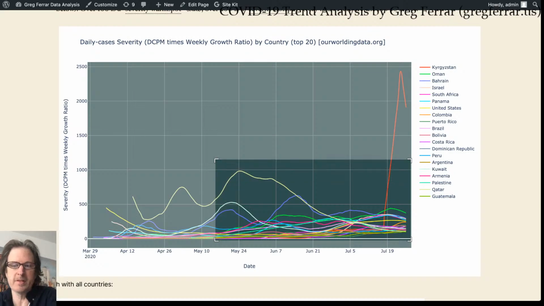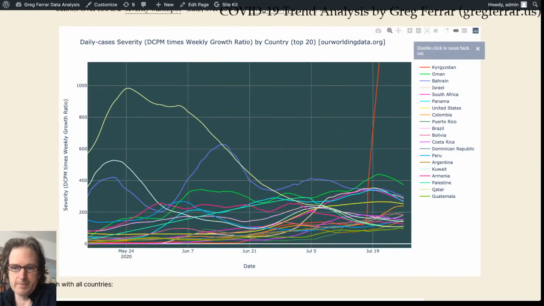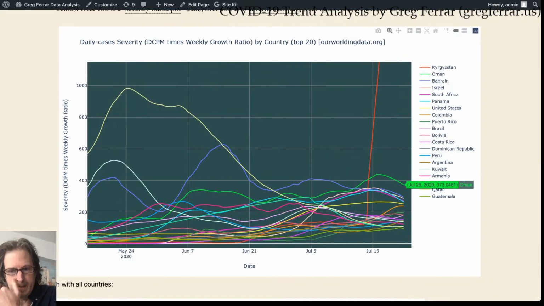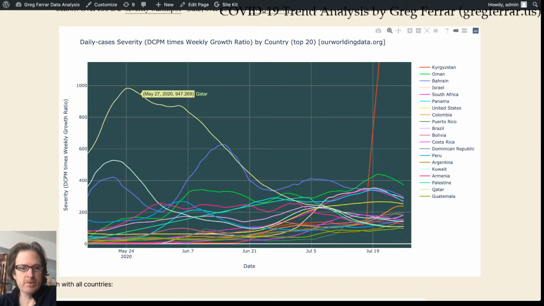But let's look at the rest of the graph, ignoring Kyrgyzstan. So we see, as before, well, let's take the very far out view. The far out view is kind of bad news. These countries, roughly over the past month or so, are growing. We didn't have that many cases except for our few really extreme, Qatar, Bahrain, and I guess Kuwait. I vaguely remember that. We had some really extreme severities back in the day.